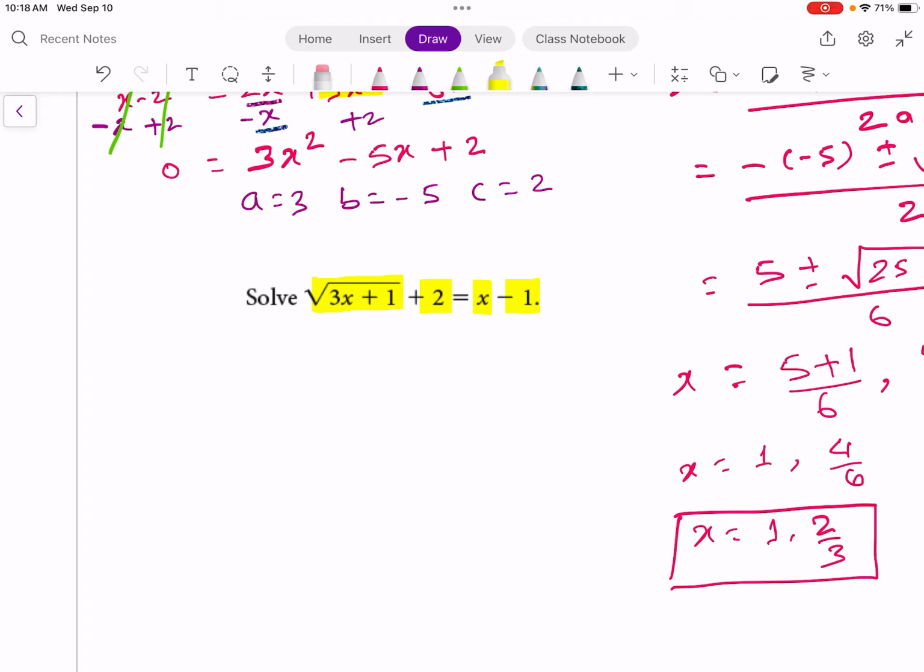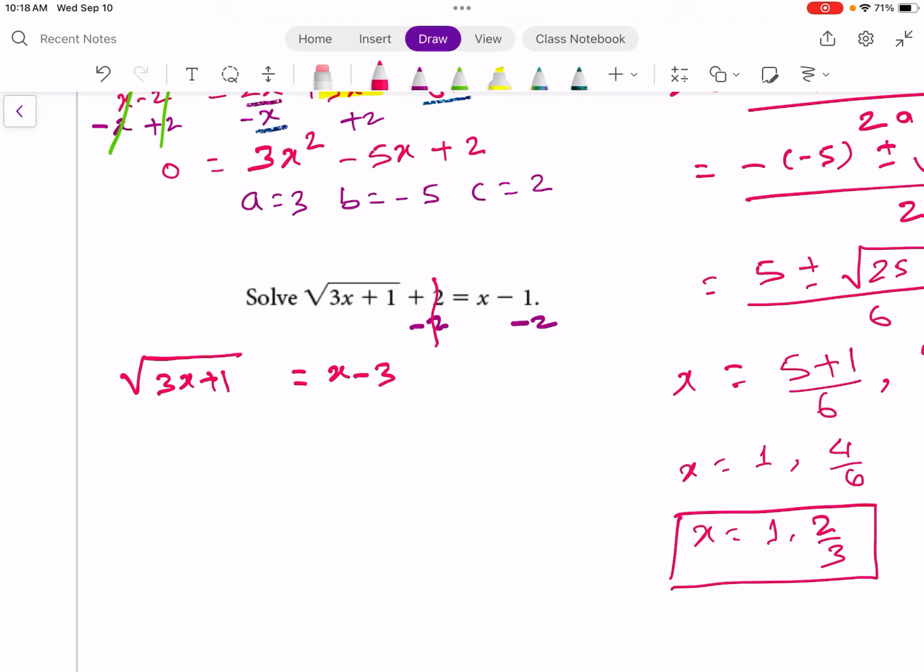Now it means we have to get rid of positive 2 from the left side. How do we get rid of positive 2 from the left side? We subtract 2. Now this is square root of 3x plus 1 equals to x minus 1 minus 2, that is x minus 3. Okay, this is the first step. You collect the radical expression on one side and the remaining expression on the other side.